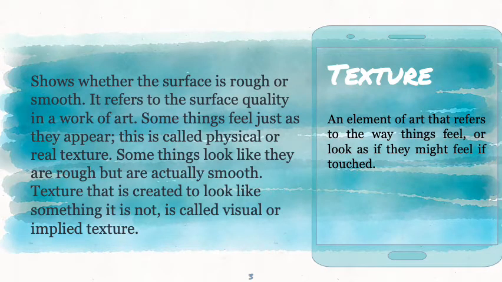Now let's move on to another element, which is texture. A piece of sculpture, a building, and a painting may have texture, which can be described in much the same way. When we say texture, it refers to the way things feel or look as if they might feel if touched.